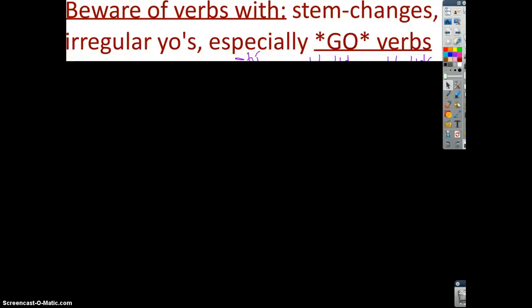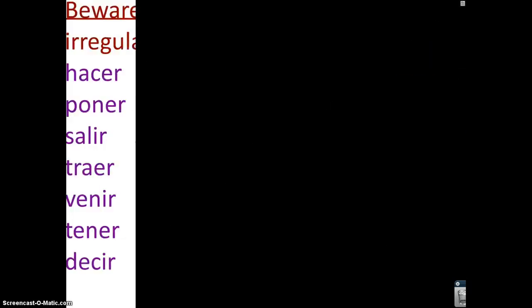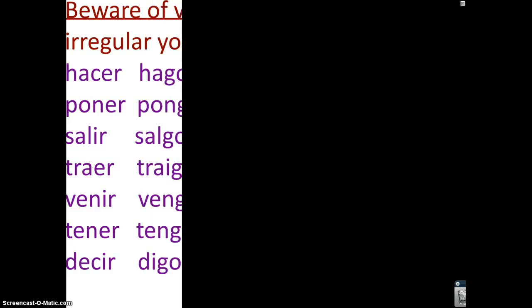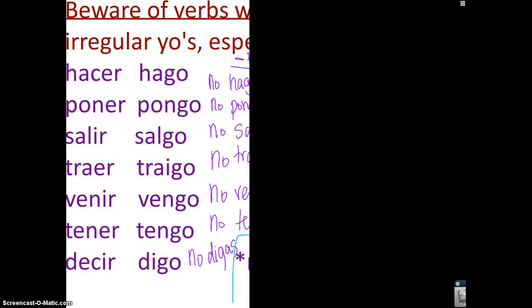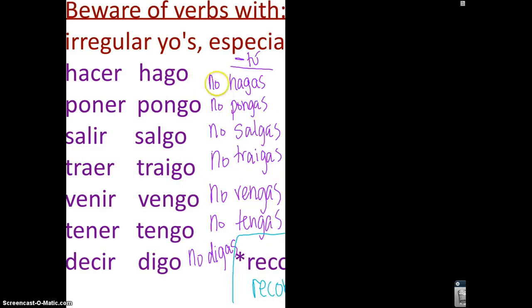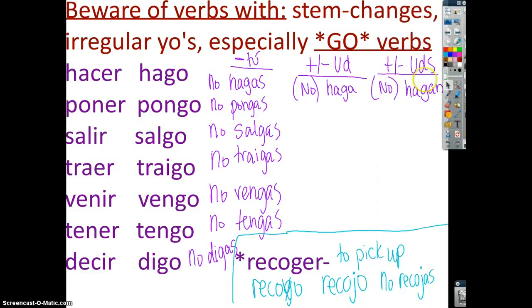Some things you need to be careful of are verbs with stem changes, verbs with irregular yos, especially go verbs, because if you take these verbs that have irregular yo forms and you drop the O, you have to remember that in the cases of all of these, you still need the letter G before forming the command. So if I wanted to make a negative tú command with these, hago would become no hagas, no pongas, no salgas. Of course, if I wanted to do affirmative or negative usted, I would drop the S on these. If I wanted to do affirmative or negative ustedes, I would then, from here, add the letter N.